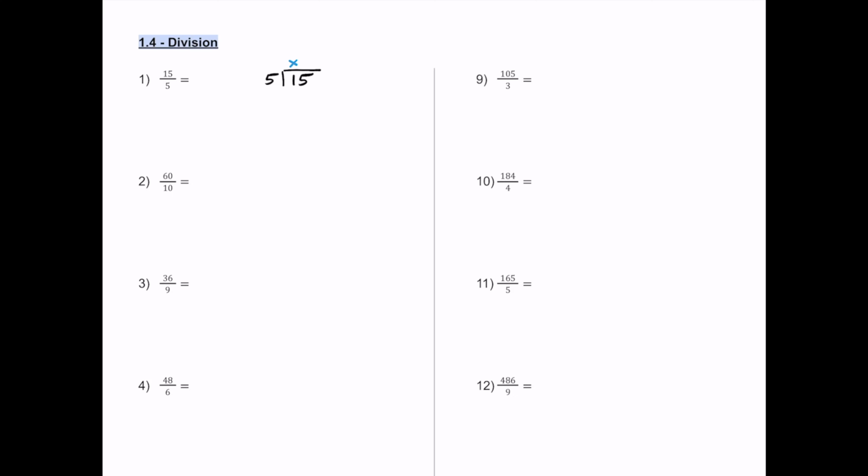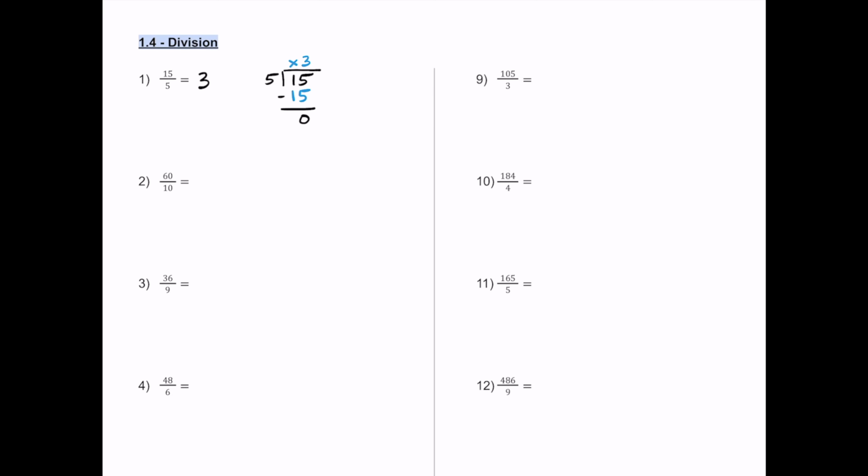So 5 fits into 15 3 times. 3 times 5 is exactly 15. So if we go ahead and multiply that out and subtract, we're going to get a remainder of 0. So we now know that 15 divided by 5 is just equal to 3. You can check that by 3 times 5 equaling 15.